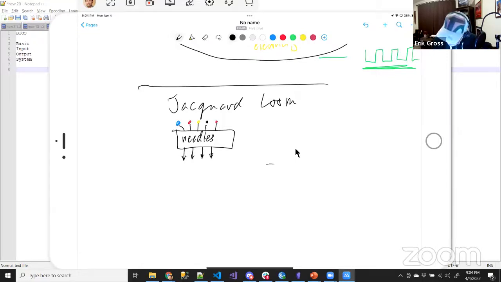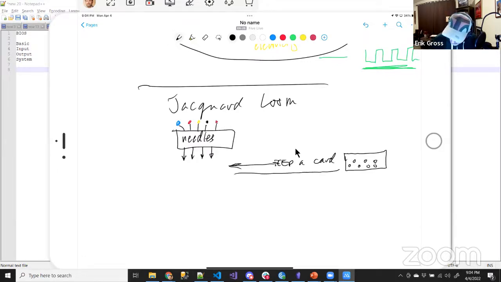You would feed in a card. The cards were made out of really durable material, and they would have some sort of a pattern on them that showed which colors you want. So that gets put right here below the needles. Over here is a big old lever.